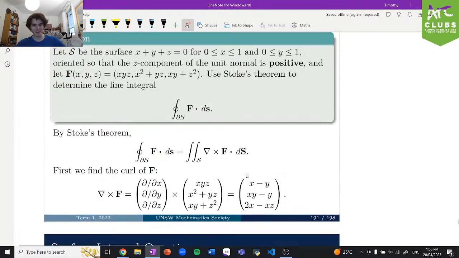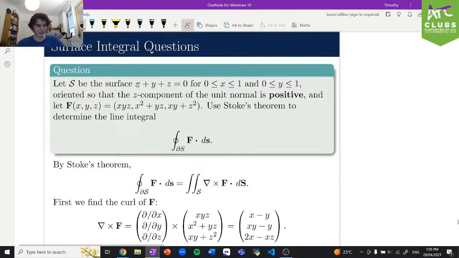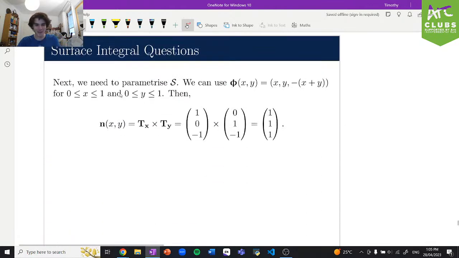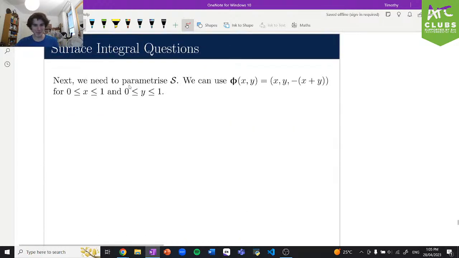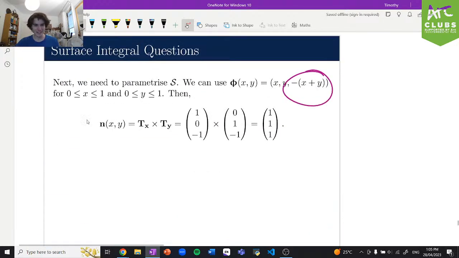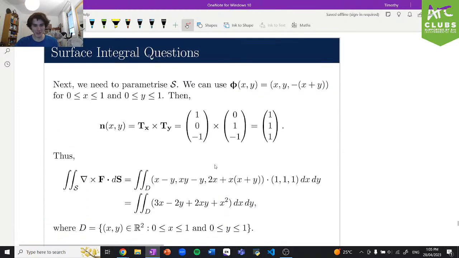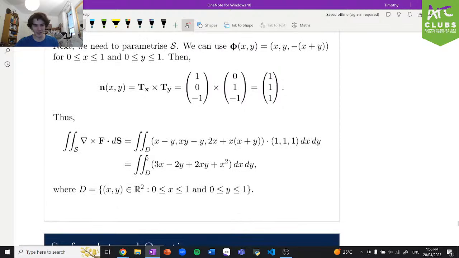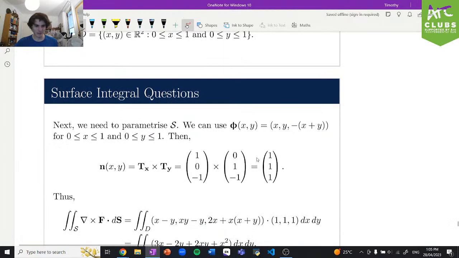You then need to parametrize your surface. Your surface is varying between 0 and 1 across your different variables, which is very fun. You can parametrize it as x, y, and then this is essentially just rearranging for z. This is another common strategy where you just substitute in x, y, and whatever your z is to get your parametrization fairly nicely. Take the cross product of your two things, then dot that with the curl that you found beforehand, which gives you a very lovely double integral, which is much nicer to solve.